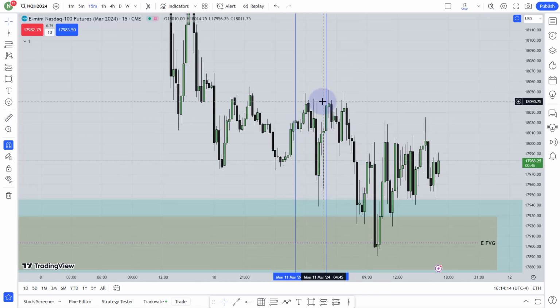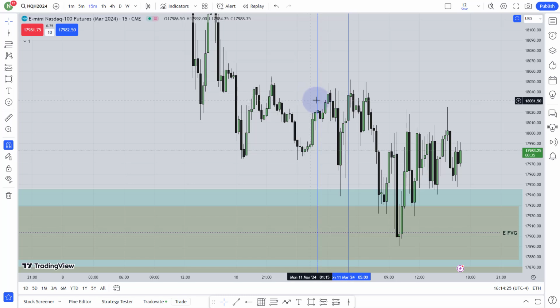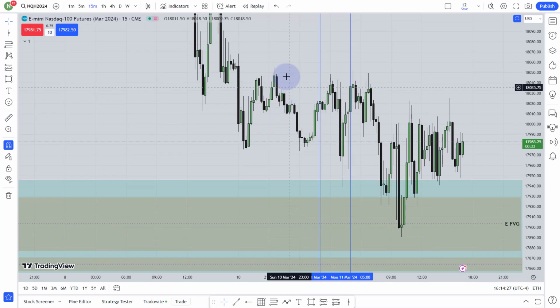Okay. So this blue line started from 2 a.m. in the morning, and this is the 5 a.m. in the morning. This is the London session. First thing first, you have to look for the sell side and the buy side. What do you see over here?